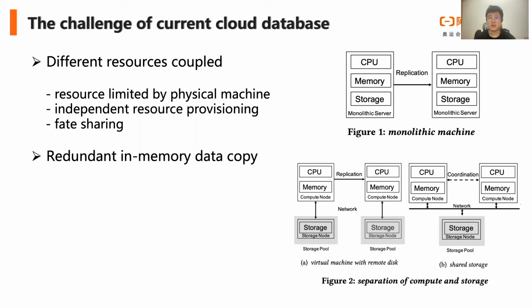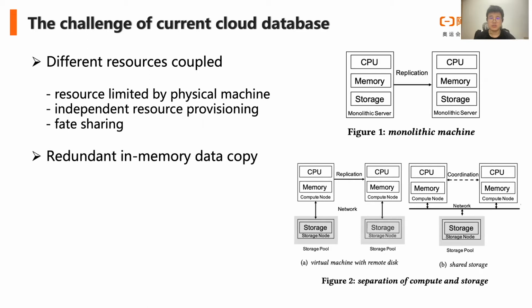At present, major cloud vendors such as AWS, Azure, and also Alibaba Cloud all provide relational database services. As the figure on the right side lists, there are three typical architectures for cloud databases. The first is the monolithic machine. The second is the virtual machine with remote disk. And the third is the shared storage architecture. Although these architectures are widely used, they still have limitations and challenges.